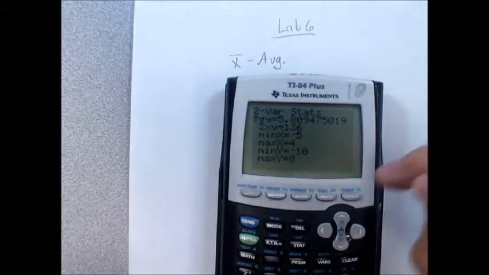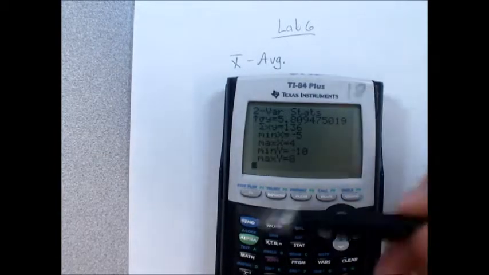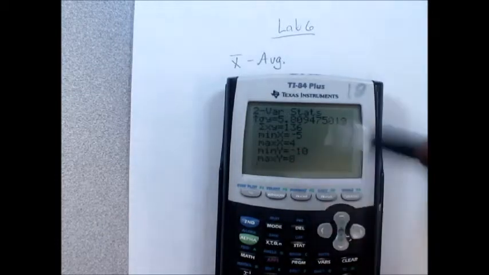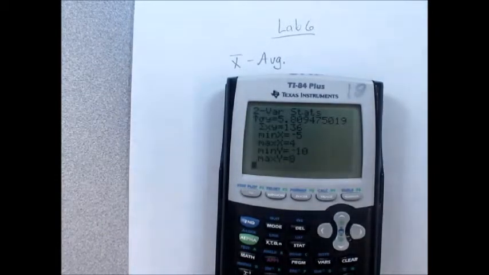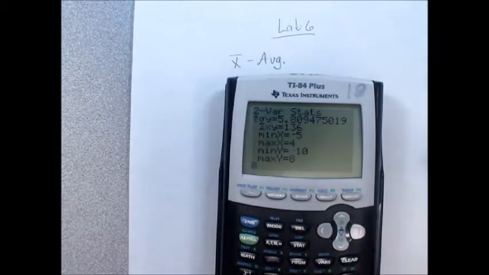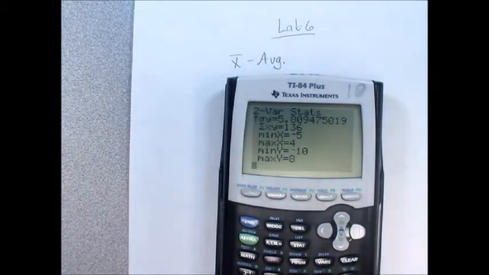If you want all of it to be able to build that box and whisker plot, you're going to need to go to the individual variable statistics. Because this doesn't give you your quartile 1, quartile 2 for your X's and your Y's. So doing your individual stuff, you can build your box and whisker off of that information.